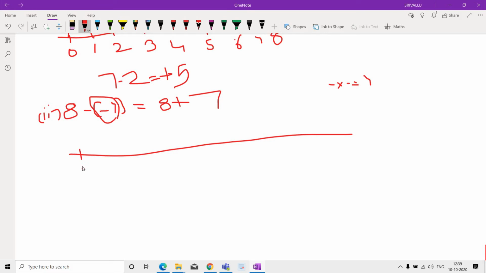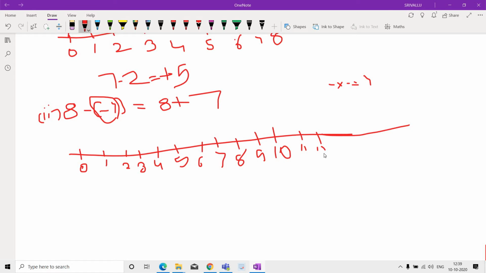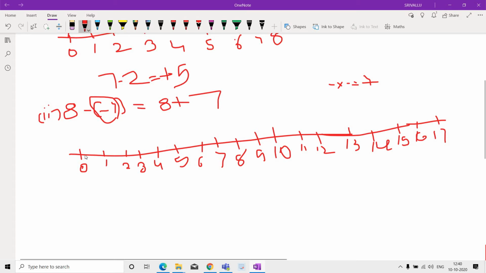So see this. 0, 1, 2, 3, 4, 5, 6, 7, 8, 9, 10, 11, 12, 13, 14, 15, 16, 17. So first I am jumping from 0 to 8.